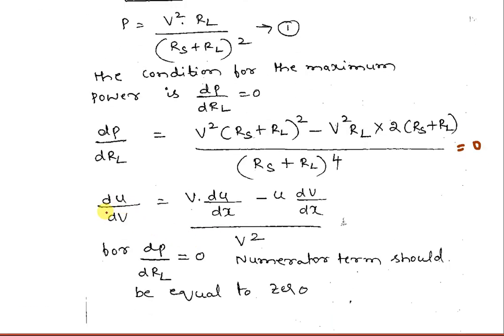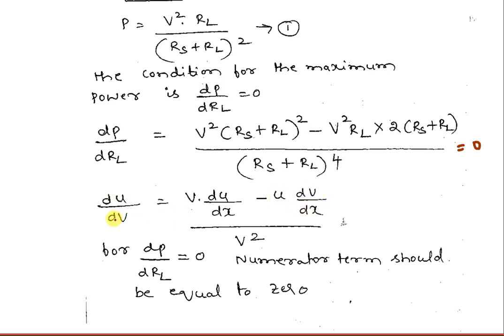Now, this is differentiation of u by v with respect to x. Okay, denominator square. This is not required, no need to write this one. I wrote it by applying that rule only. So: denominator square, denominator into differentiation of numerator minus numerator into differentiation of denominator.